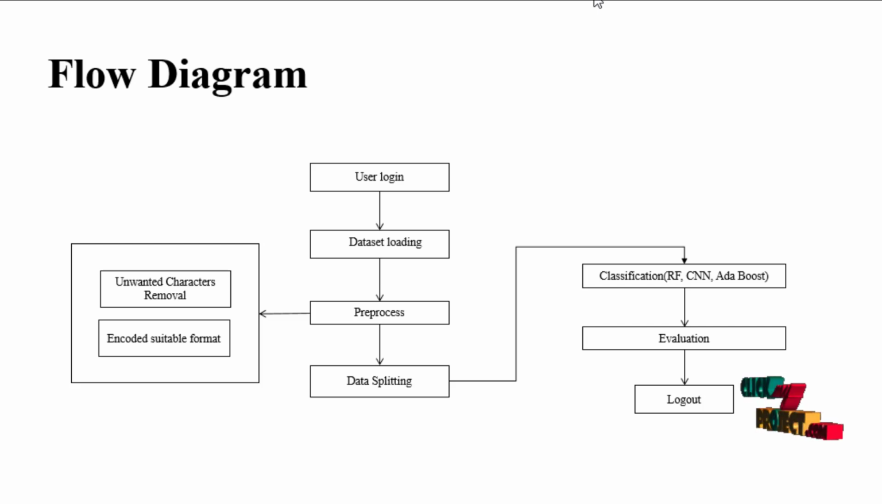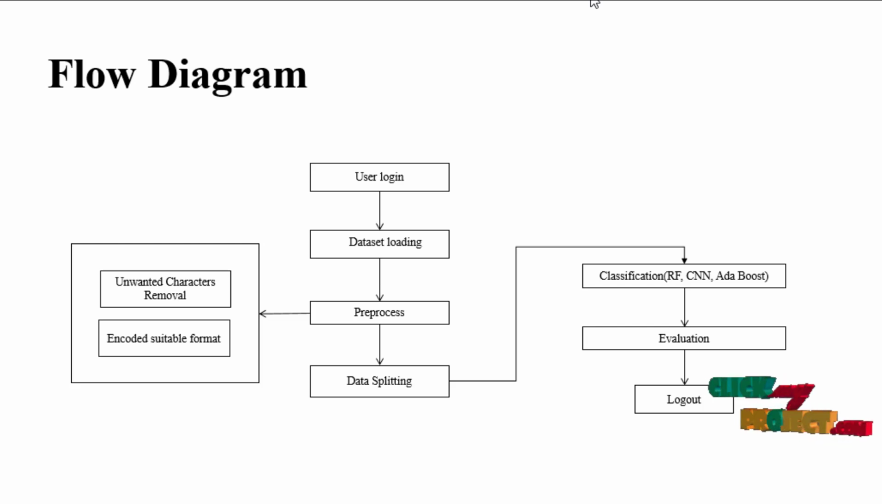This is our flow diagram. First, the user should log in. After login, they should select the data set. This data set is related to fake tweets, which is collected from the data repository. After collecting the data set, the next step is pre-processing. In the pre-processing, unwanted characters or data can be removed. Data can be converted into a suitable format for further processing.